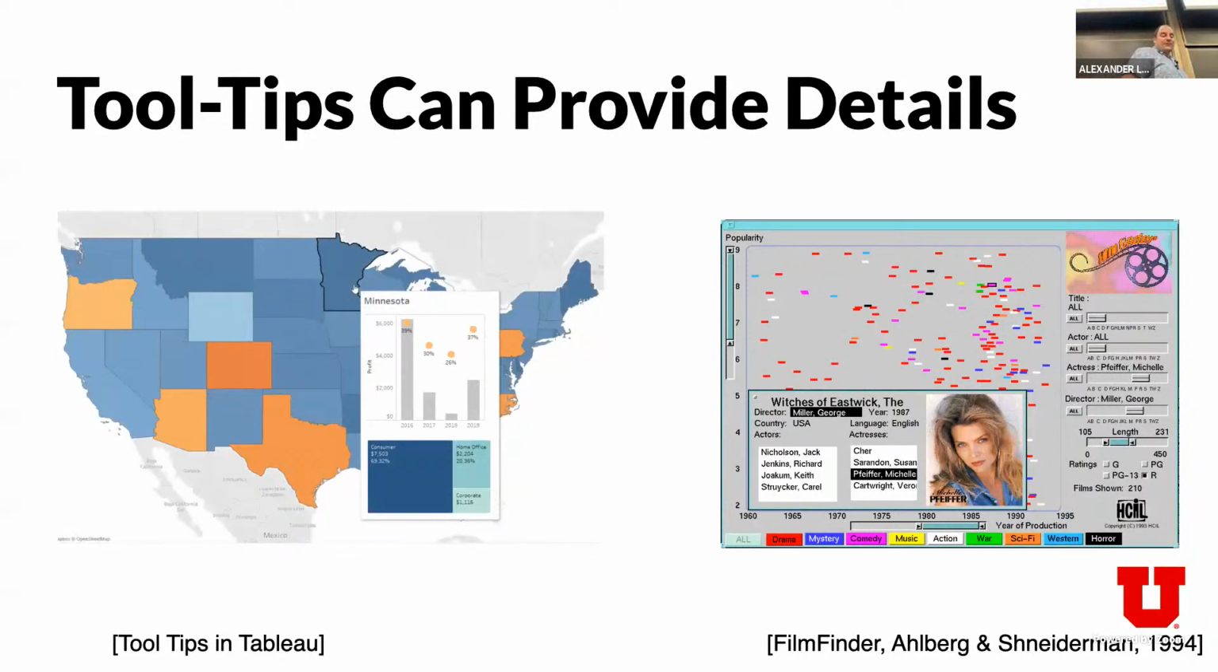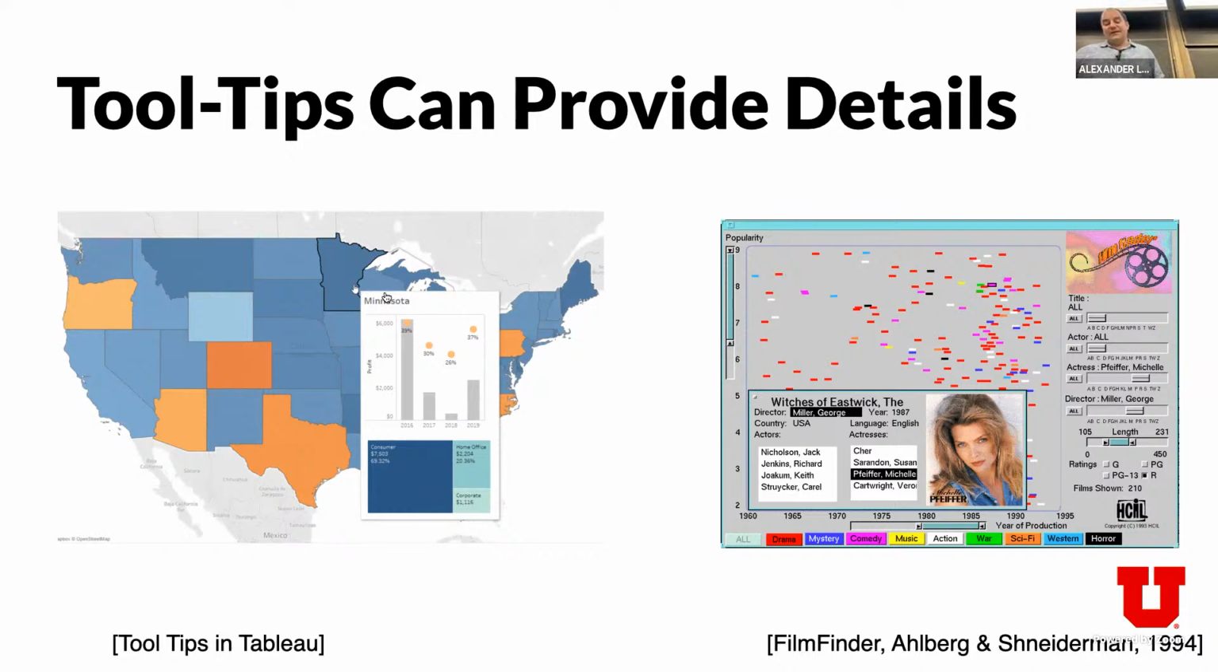But tooltips can also provide detail. For example, we've implemented tooltips very simply with the HTML title attribute in our homeworks. But tooltips can be sophisticated. Here on the left is an example of a tooltip in Tableau. If you click on a state, like Minnesota in this case, you get a tooltip that shows you more charts about that state. So you can provide arbitrarily much information in a tooltip.